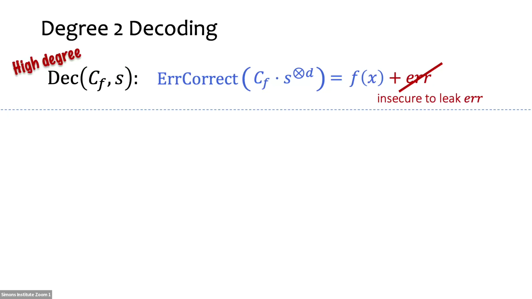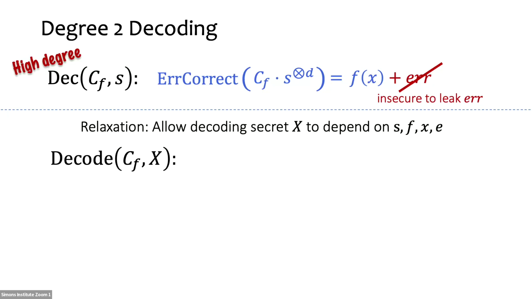But once we throw error correcting in, the decryption is actually very complex, right? But this is not strange at all because we know decryption cannot be too simple. There are simple impossibility results that decryption cannot be constant degree, in fact. Yet what we are aiming for is degree 2. So some relaxation is necessary. It turns out that we're not asking for a proper degree 2 decryption, but rather we can relax it to allow the decoding secret to depend on all the secrets.